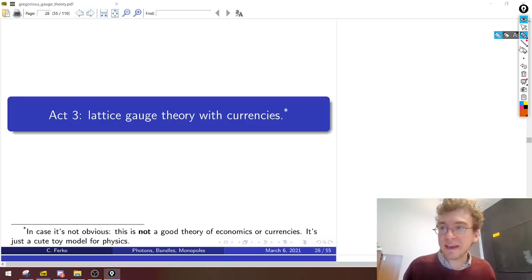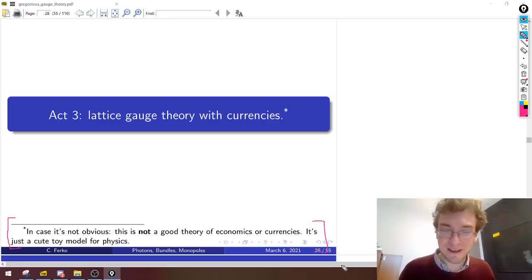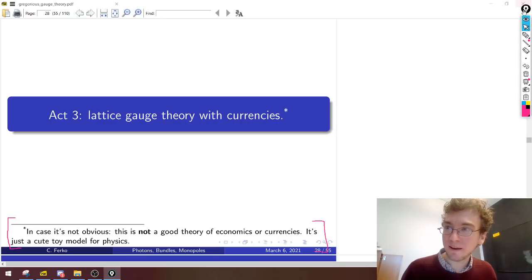I hasten to add, in case you think, okay, I'm going to go use this gauge theory of currencies in order to write an economics paper. This is not a good theory of economics. You should not ever try to do finance using gauge theory. So we're not attempting to really model the economy. This is just a cute toy model. This is just to get intuition for the physics. So don't offer to collaborate with Greg's dad to write a paper on this, the line bundle connection theory of finance or something. But, wait, okay.